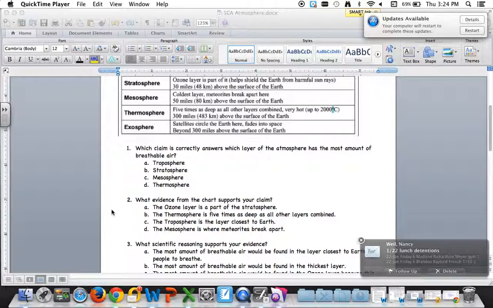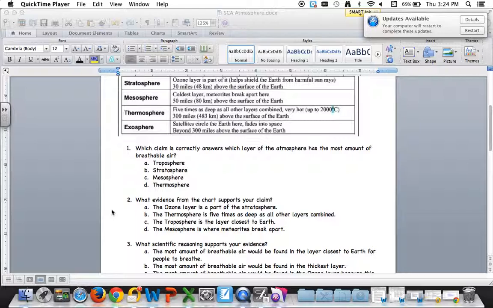Question 2. What evidence from the chart supports your claim? A. The ozone layer is a part of the stratosphere. B. The thermosphere is 5 times as deep as all other layers combined. C. The troposphere is the layer closest to the Earth. D. The mesosphere is where meteorites break apart.